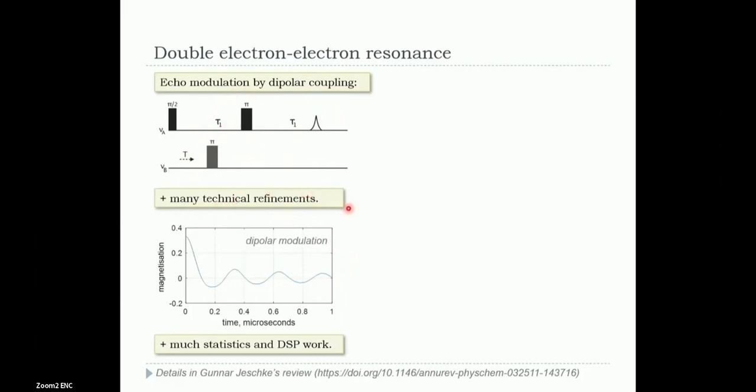Electronics is a bit tougher in EPR, so we have to work around the various dead times and complicated artifacts. Real sequences are a lot more complicated than this, and there is much statistics in the post-processing, but that's the general idea. We've just measured the dipole interaction between the two electrons.